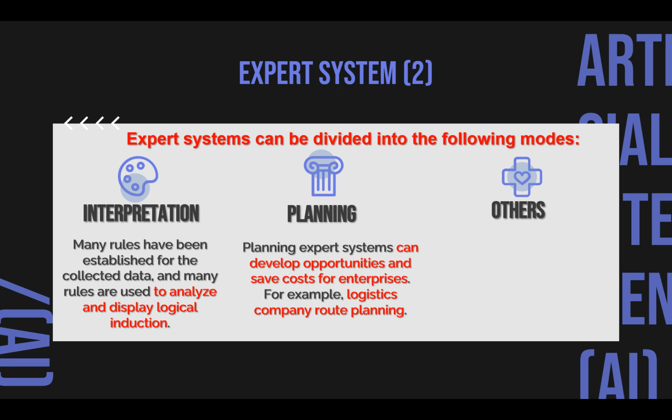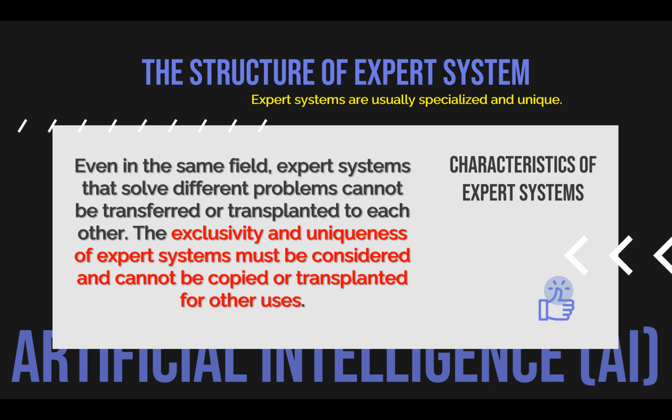Number 5, planning. Planning expert system can develop opportunities and save costs for enterprises. For example, logistics company route planning. They will have a lot of trucks, and to transmit the products, they will design different routes for the time limit. That will create the profit. And others, diagnosis from the others, for the mode.